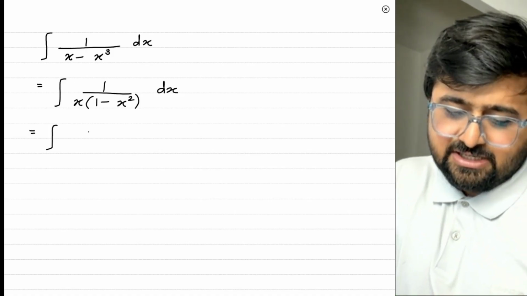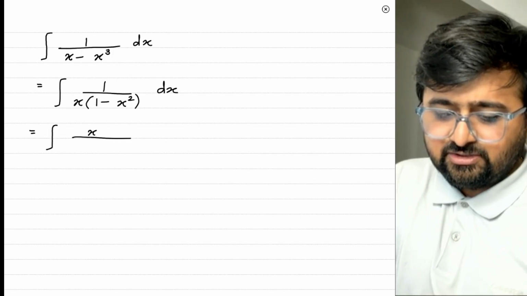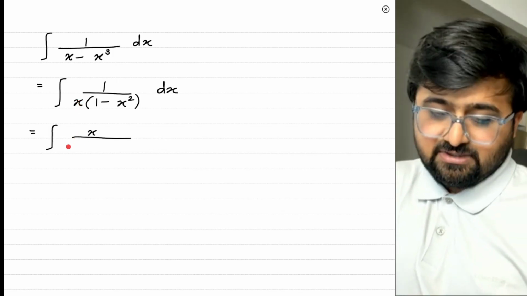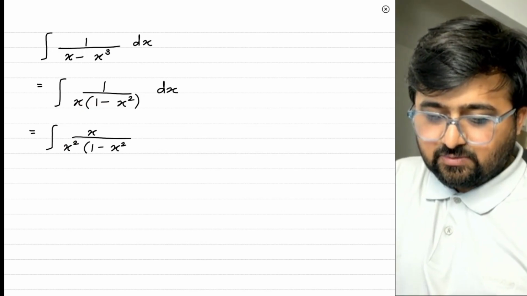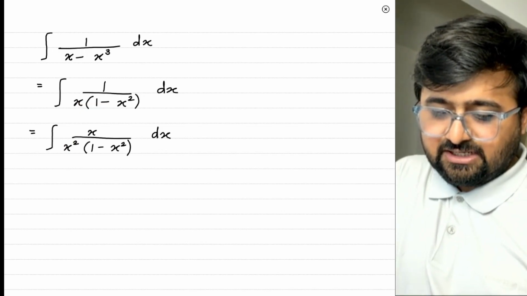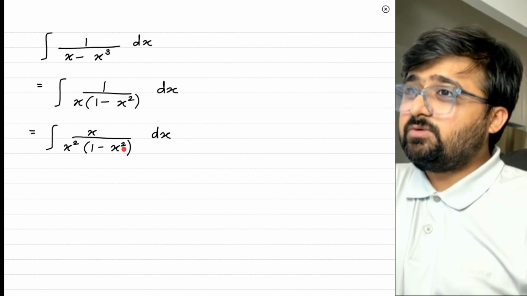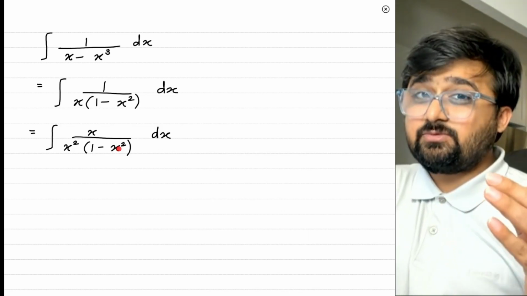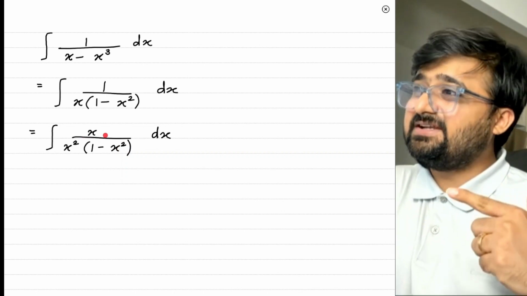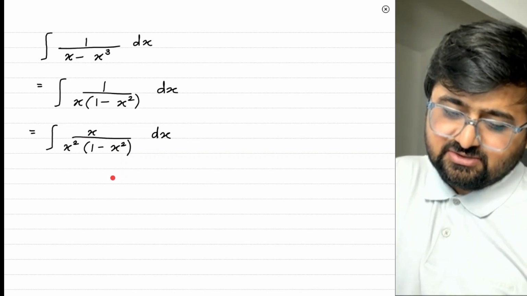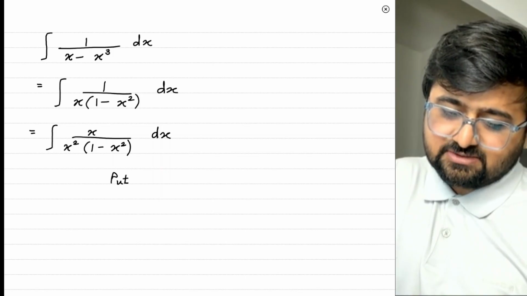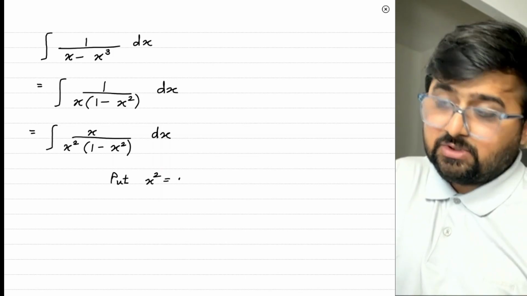If we multiply and divide by x, we multiply x in the numerator, and in the denominator this will become x squared, and I'll have 1 minus x squared with respect to x. The moment you put x squared equal to u, the differentiation of x squared is a linear term which is present in the numerator. So this becomes extremely easy to evaluate at that point. So let's do that. Let's say we put x squared equal to u.